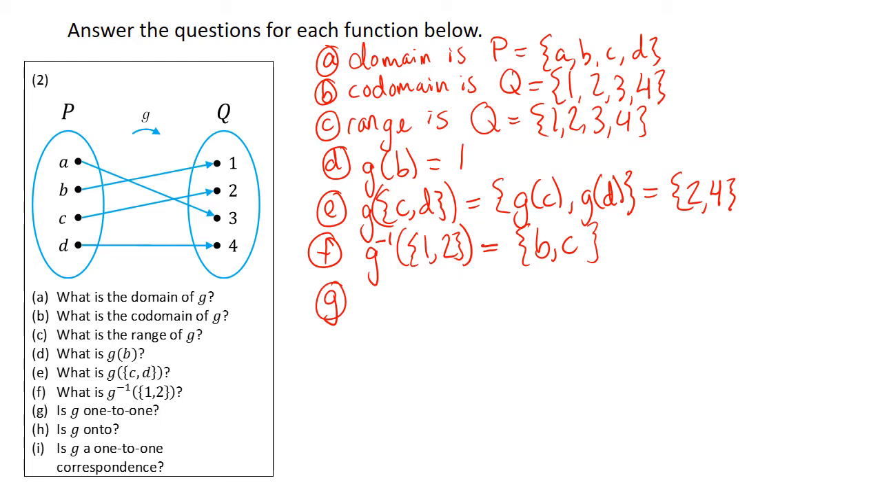And then part G, is G 1-to-1? So in this case, yes, every input produces a different output. We don't have any arrow heads touching the same dot on the right. So every arrow goes to a different output. So this is yes. And then part H, is G onto? And again, this is yes. We did reach everything in the codomain with an arrow. And then for part I, since we got yes and yes, this will also be a yes. It is a 1-to-1 correspondence.